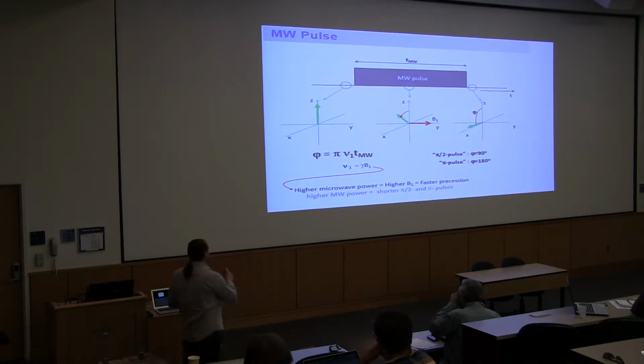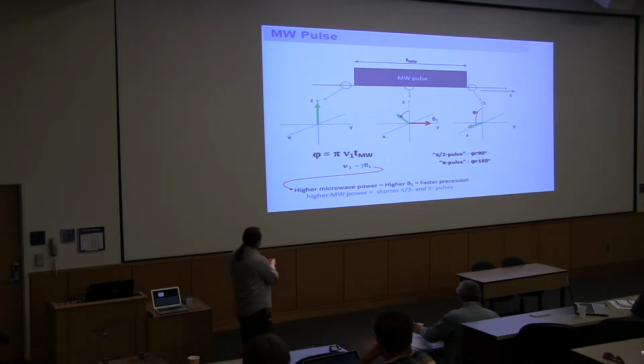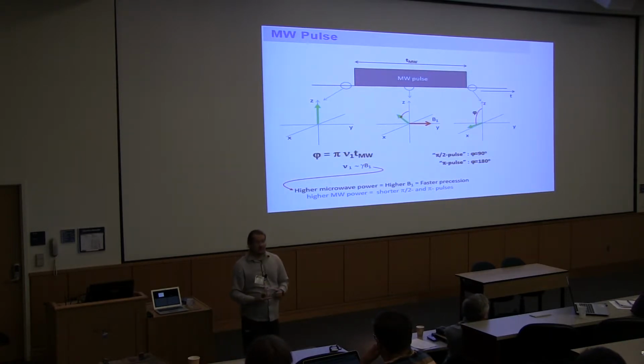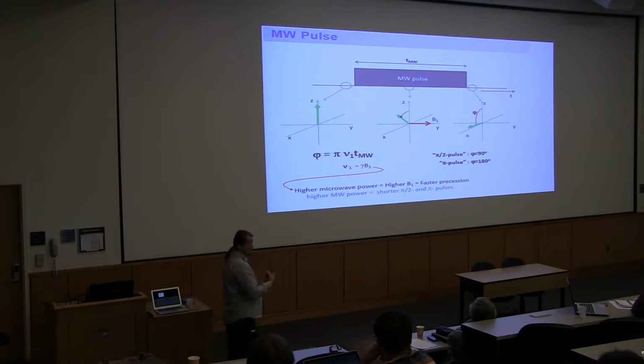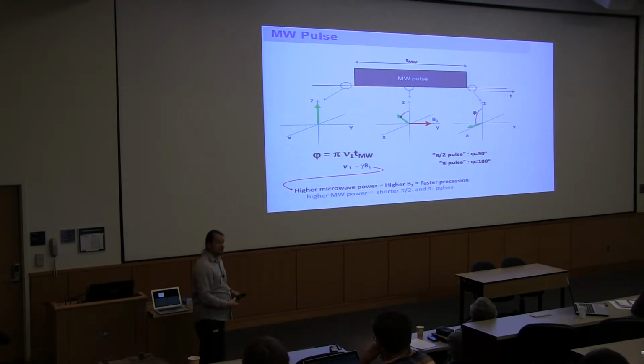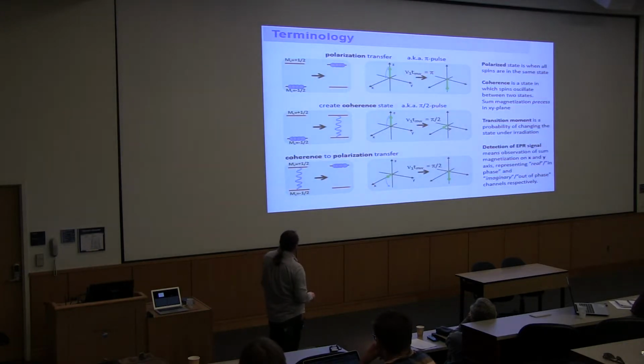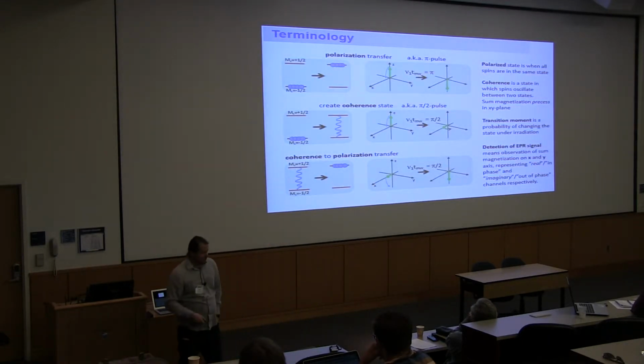Again, precession happens with the angular speed that's related to the magnitude of the external magnetic field, or in this case, microwave field. So higher microwave power means higher B1, which means precession will happen faster. And this is a game we play a lot in pulse EPR. We can adjust the power to change the length of our pi-half and pi pulses. And that will become more apparent why we need this a little bit later. So, just a couple of definitions.